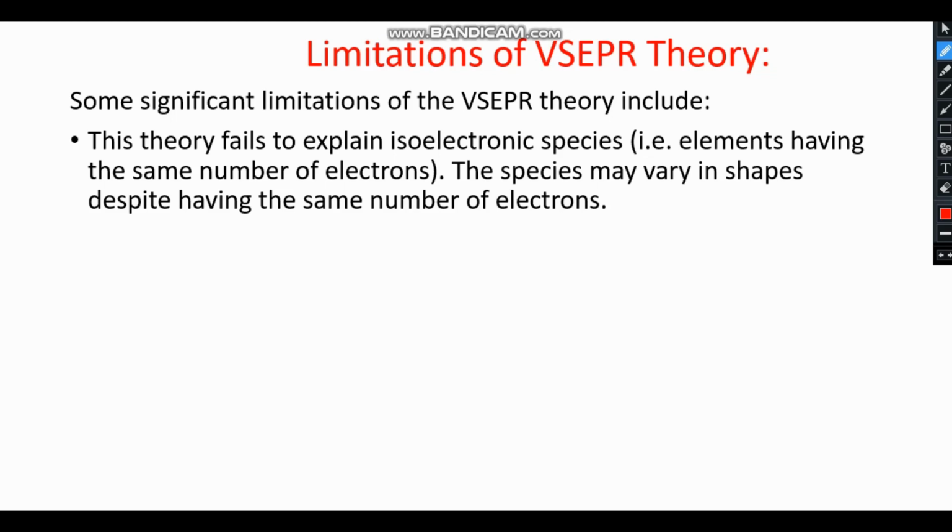Now, what are isoelectronic species? Well, these are basically elements having the same number of electrons, or ions having the same number of electrons. So this theory fails to predict correctly the shape that such elements or ions should have. If you want to really know more about the isoelectronic species, you can watch one of my videos that has explained this concept fully. So this is the first limitation of this theory. It fails to explain the isoelectronic species.